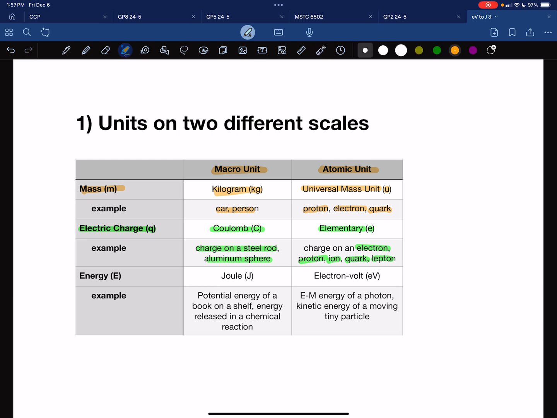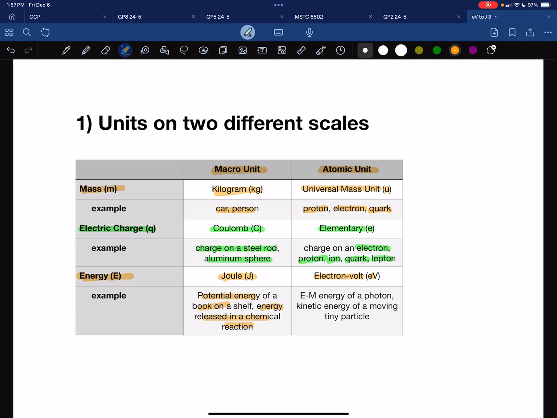Lastly, the third quantity is energy. We're probably all familiar with joules, which occurs at a human scale. These are things like potential energy of a book or the energy released in a batch of a chemical reaction. On the atomic or nuclear scale, the unit of energy is the electron volt, or EV. The origins and meaning of that name are not important for our usage of it here. There's a nice history and physics behind where that comes from. If you're curious about learning more, it would be in the field of physics.